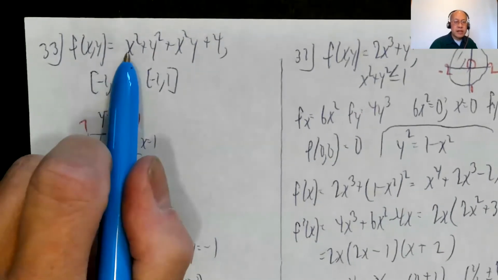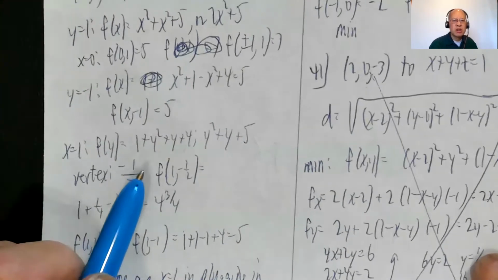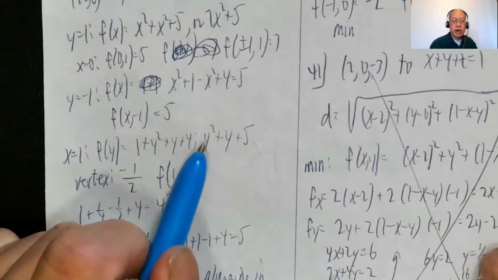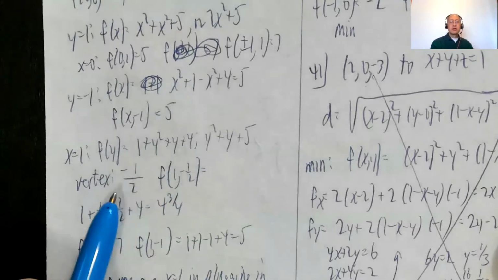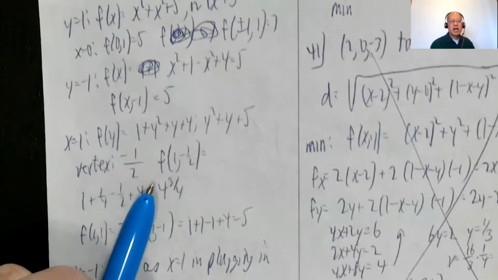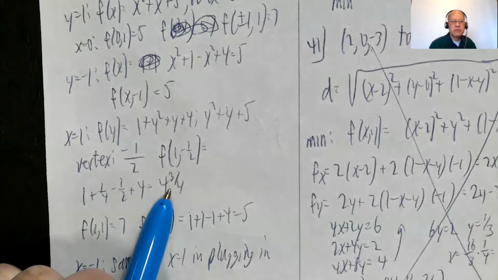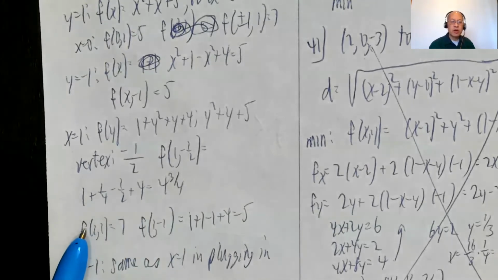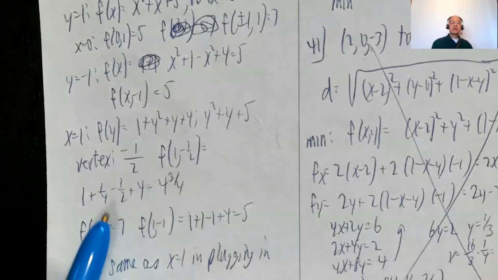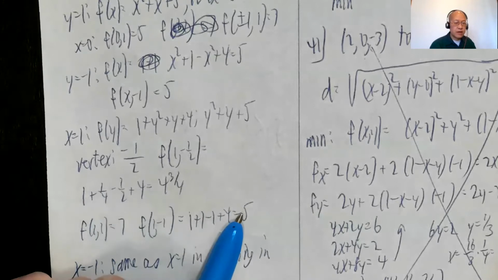X equals 1. So put a 1 right there, and right there I have y squared plus y plus 4 plus the 1. So y squared plus y plus 5. So the vertex is at negative b over 2a, negative 1 over 2. F of (1, negative a half) comes out to be 4 3/4. Okay, then I check the endpoints. If I plug in (1, 1) or (1, -1), then I get 7 here and 5 here.